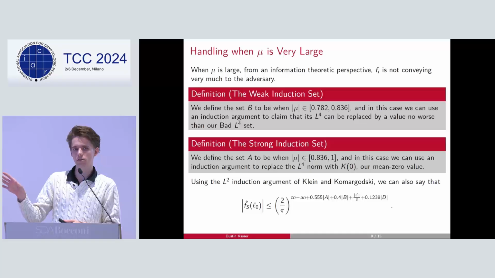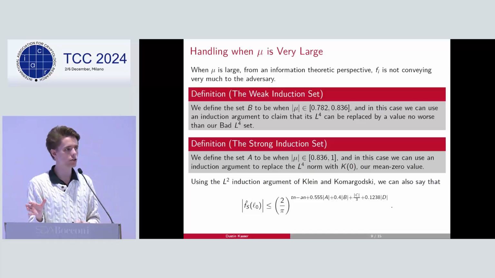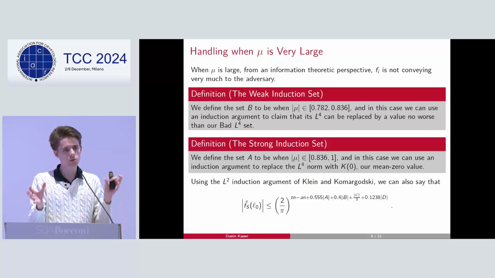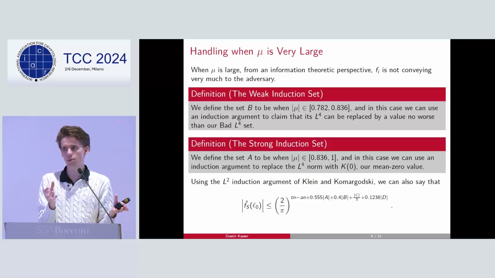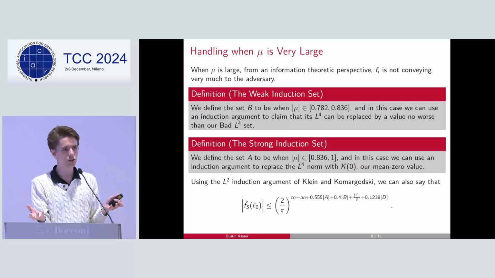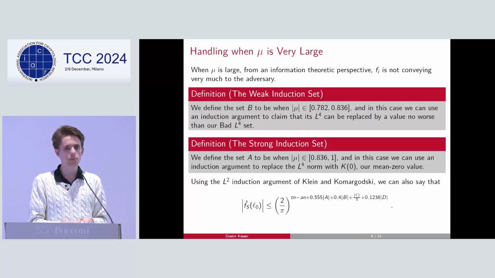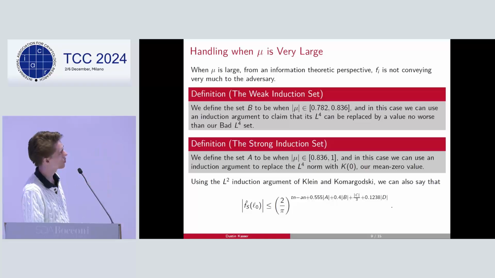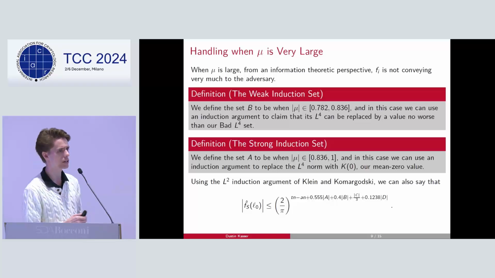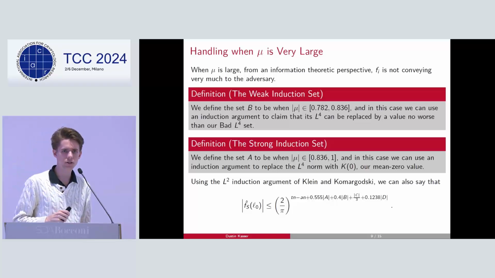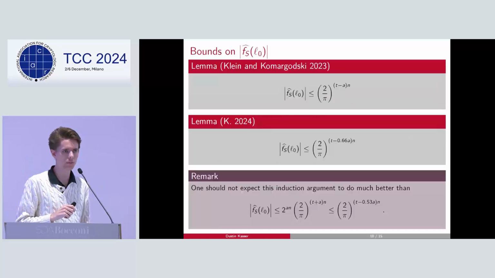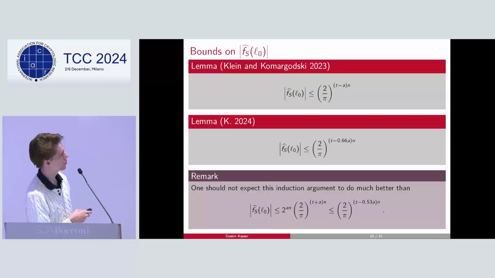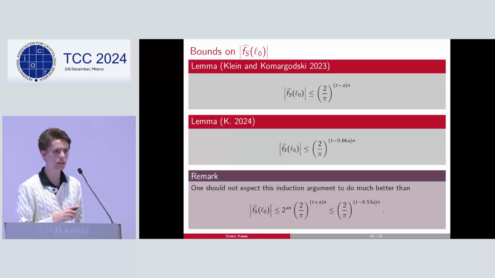But in the L2 type bound, you actually get really, really strong induction on things with large mean. And so playing these two bounds against each other, you say, well, the adversary can't choose many large mean functions or else you get a good L2 bound, but they can't choose few or else you get an L4 bound. And as a result, the original bound of Klein-Komargarsky was 2 over pi to the t minus an, where a is the number of functions you're clumping together, whereas we get 2 over pi to the t minus 0.66an. So we get a slower rate of decay in this kind of bound.